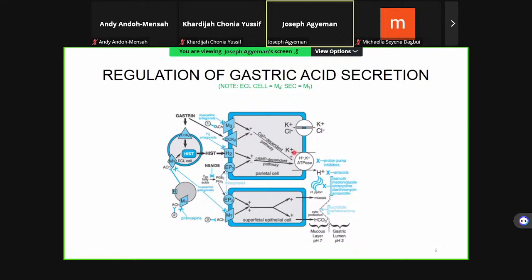I take it again. In the presence of gastrin, it can activate these CCK2 receptors on the parietal cell. It can also activate the CCK2 receptor on the enterochromaffin-like cells.